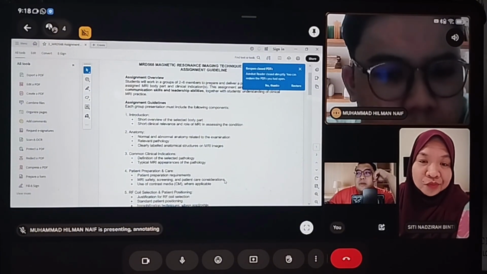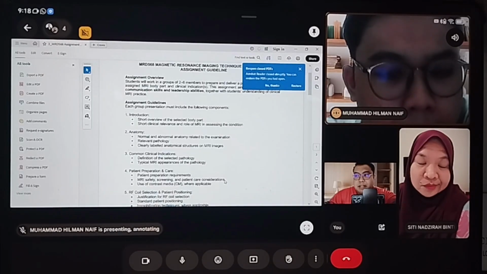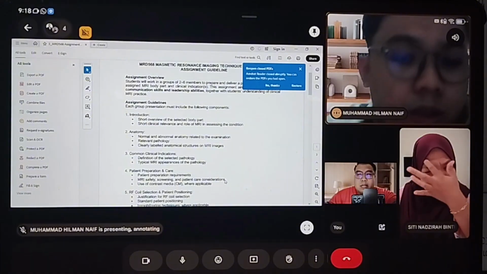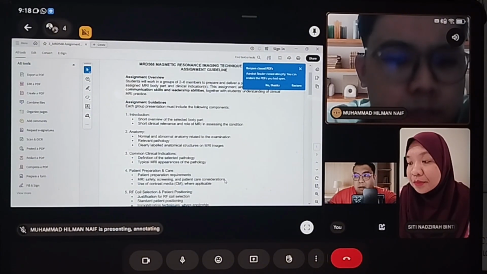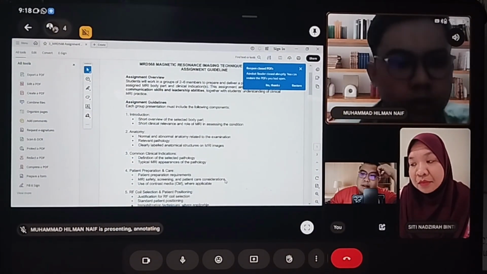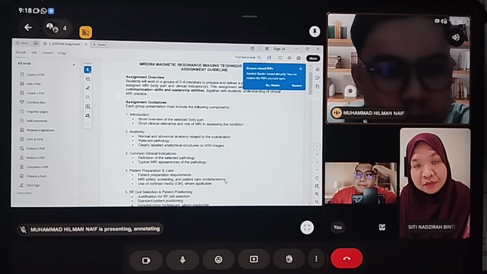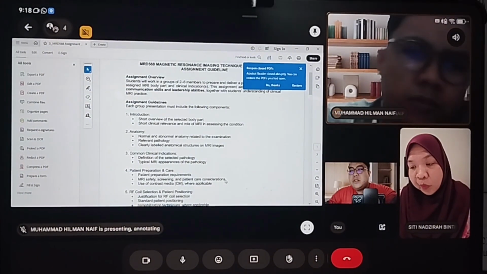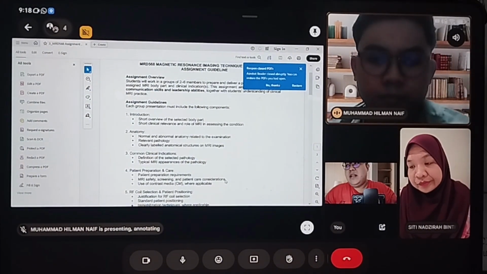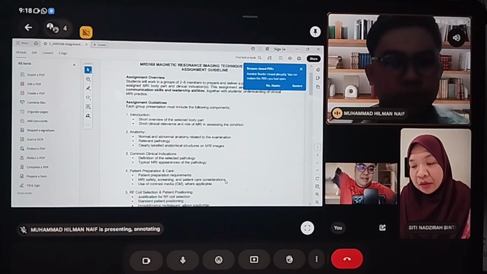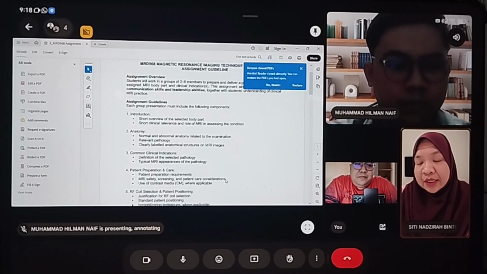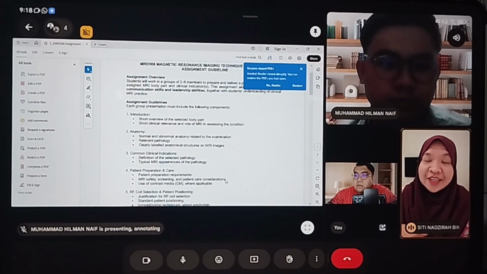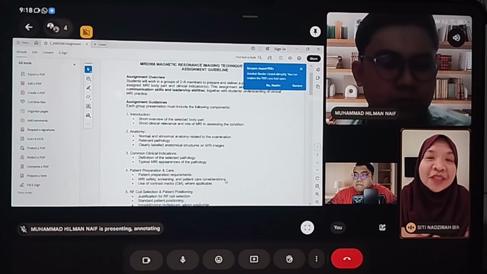Since this topic is too large, I think we should divide the presentation into sections for each team member, so we can focus on our own parts properly. I already reviewed the rubric given by our lecturer, and it's very important for us to participate, so we should distribute the tasks fairly. What do you think, Nazira? Yeah, that's a good idea. We should divide it fairly and according to the assignment sections.